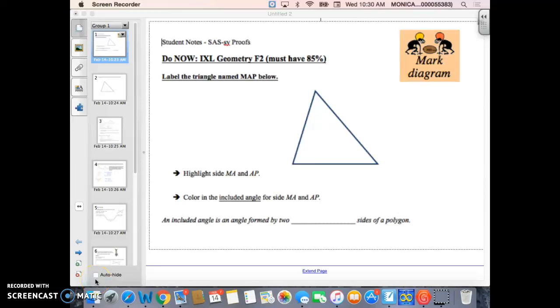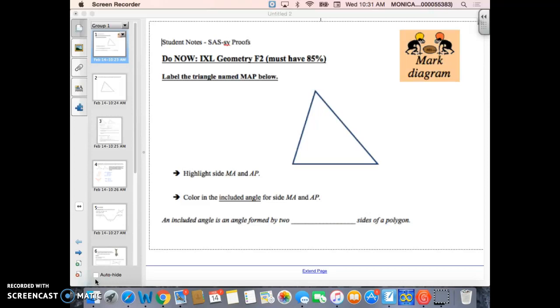All right, so hopefully you had some chance to practice F2 on IXL. Remember, you have to have an 85% to get 100 in the grade book. So down here, this is a little activity that you can do. You might want to pause the video and work through this and then come back and see if you did it correctly.